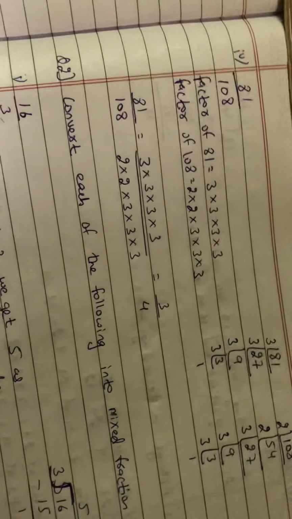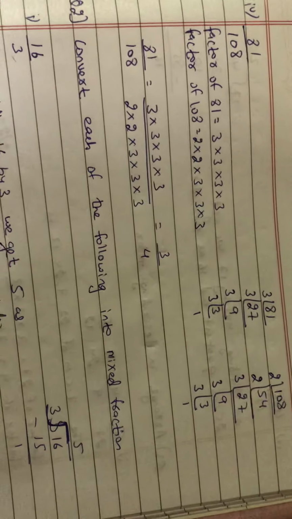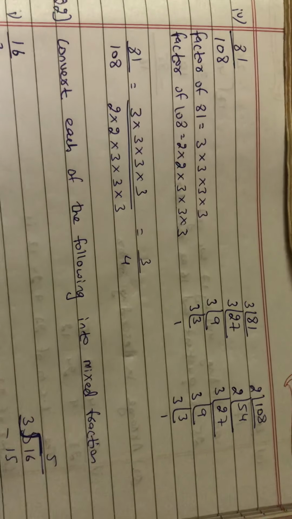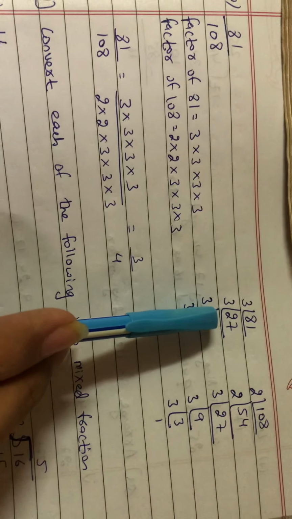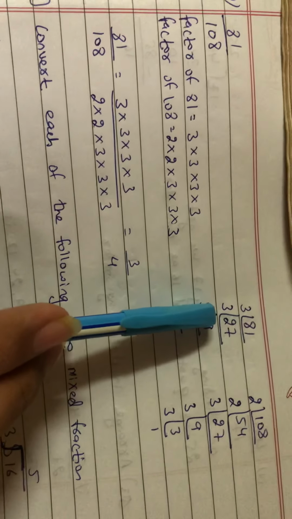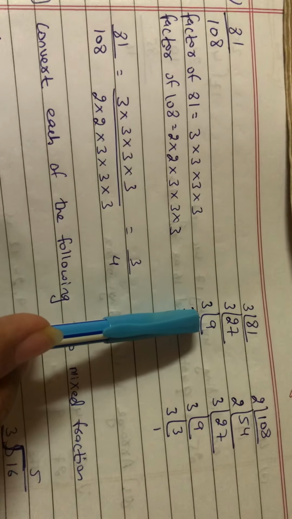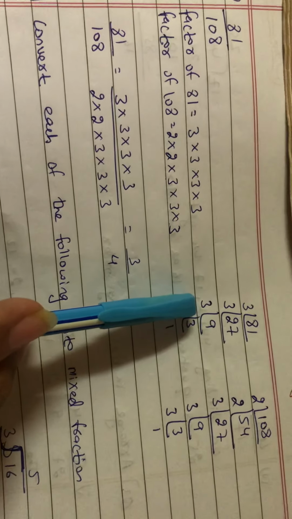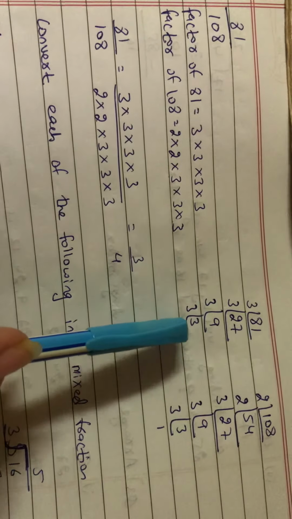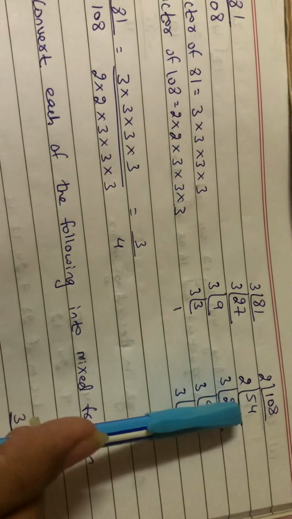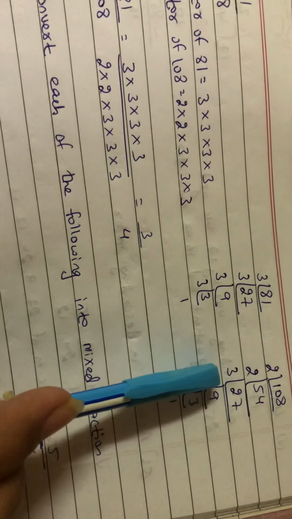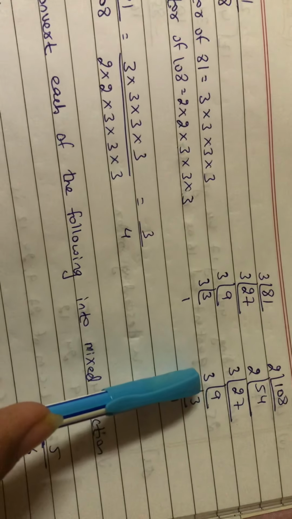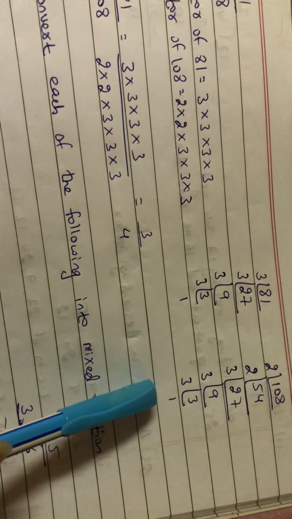Next, 180 upon 108. Again factorizing 180, by 3, 3 27s are 81. Again applying the table of 3, 3 3s are 9, 3 9s are 27. Again by 3, 3 3s are 9, and 3 1s are 3. Next, factorizing 108, dividing by 2 comes to 54. Again dividing by 2 comes 27. Dividing by 3 comes 9, dividing by 3 comes 3, 3 ones are 3.